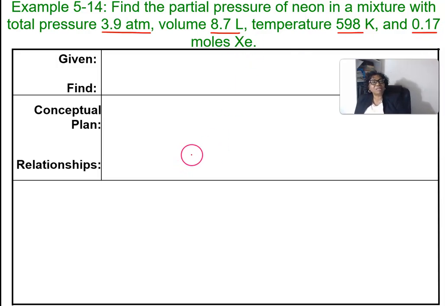In order to solve this, we have to find the partial pressure of xenon because we already have its number of moles. Then we subtract it from the total pressure to get the partial pressure of neon. So that's what we have to do. Get the partial pressure of xenon. We subtract it from the total pressure to get the partial pressure of neon.